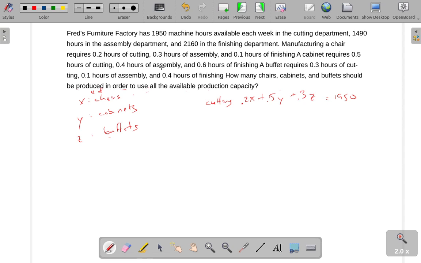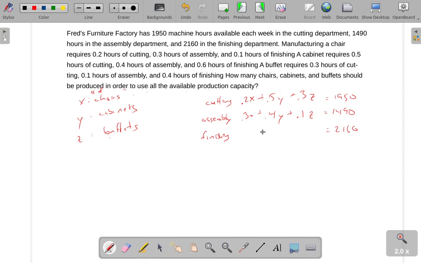Let's see. Each chair requires 0.3 hours of assembly. A cabinet requires 0.4 hours. And a buffet requires 0.1 hours. And in total, we have 1,490 hours in the assembly department. And then lastly, we'll do finishing. The total time is 2160.